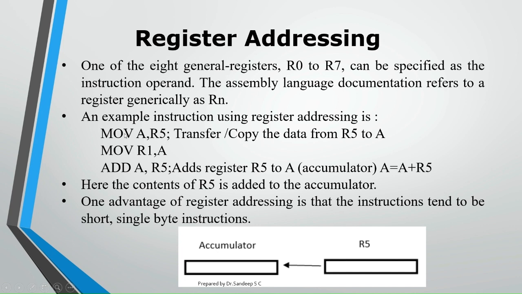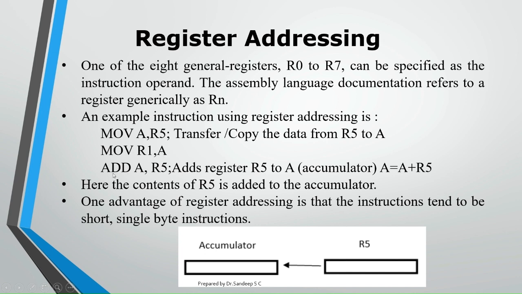So if you see the example, MOV A, R5, that means what? As I said, mnemonic, destination, source. So R5 is the source, A is the destination. The content of R5 is transferred to A. Then we can see another example, MOV R1, A. All the earlier instructions have A as the destination, so this is just to demonstrate that A can be a source also. So MOV R1, A is also a valid instruction.